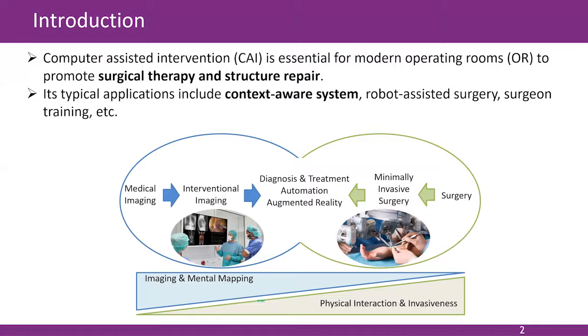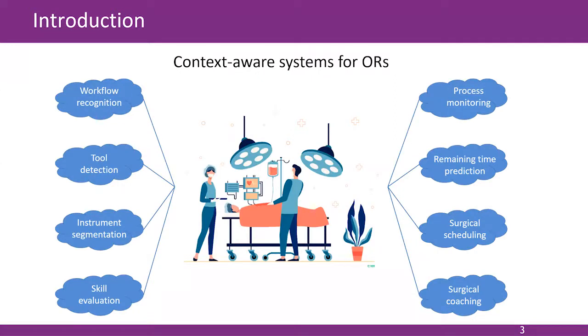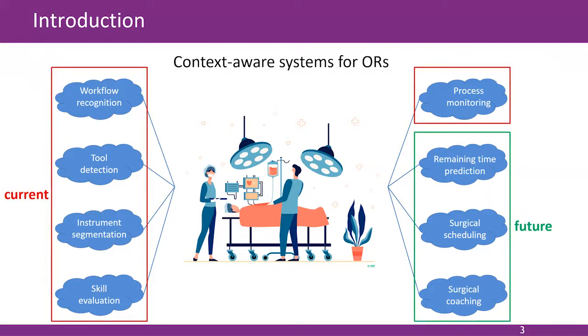The typical applications of computer-assisted intervention include context-aware systems, robot-assisted surgery, and surgeon training. The main goal of context-aware systems is to ensure operating room situation awareness and assist surgeons in preventing medical errors. Most of these tasks only focus on the events that are happening right now, while leaving future awareness unconsidered. Although some high-level future information, such as remaining time and scheduling, has been generated, detailed future scene prediction in certain scenarios is rarely studied.